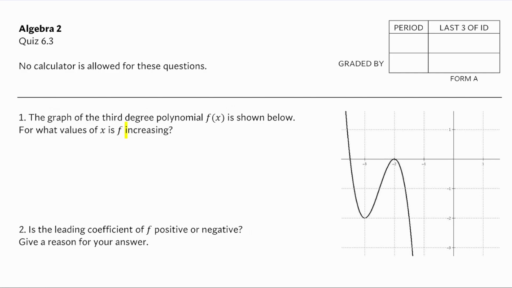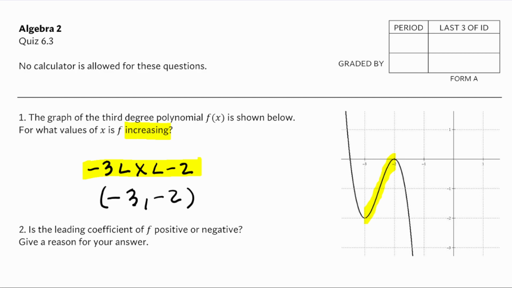We can do that. We know that increasing is where, as we move left to right, the graph goes up. So it's going to be right here, between x equals -3 and x equals -2. So I might say -3 to -2 like that, or I could say -3 to -2 like this. It doesn't matter how you write your answer. We're good with either, right?